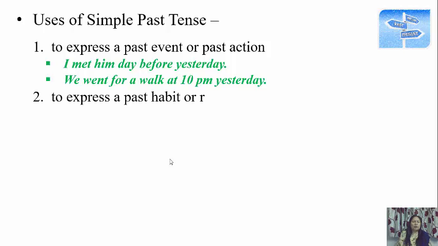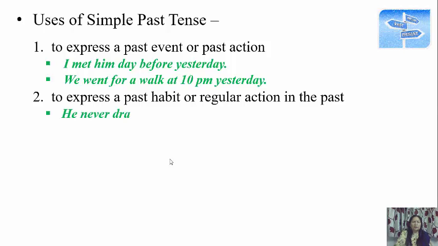Second use is to express a past habit or regular action in the past. Sometimes we do something regularly, but in the past, not in the present. In the present that becomes present simple, but to express some habit of the past. For example, he never drank milk. So this is one past habit. He never talked to me, for example, like that.